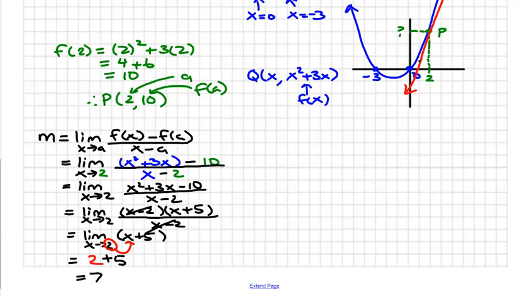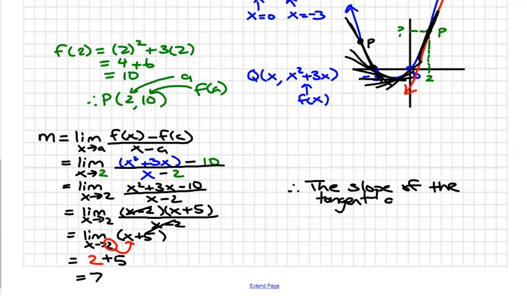What you just found is the slope at this particular part, which is 7. And if p were somewhere over here, it wouldn't have been 7. It would have been something else. Or if p was over here, also something else. Notice that depending on where p is, there's an infinite number of slopes. That's why they always have to signify that p is at x equals 2, so that you only have one answer instead of a whole bunch of them. We're going to write it: therefore, the slope of the tangent at x equals 2 is 7.